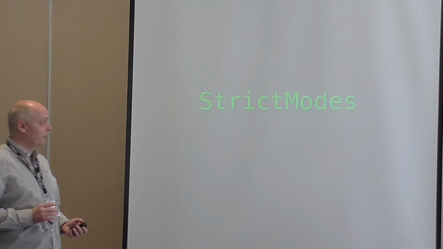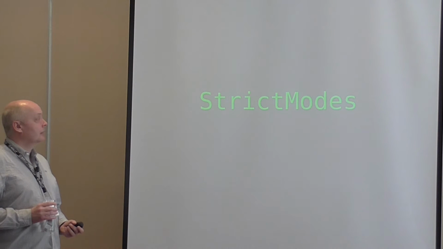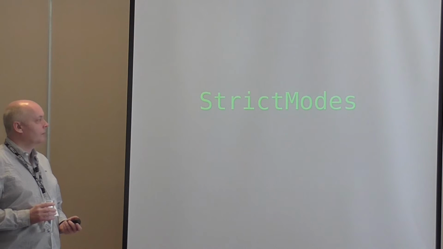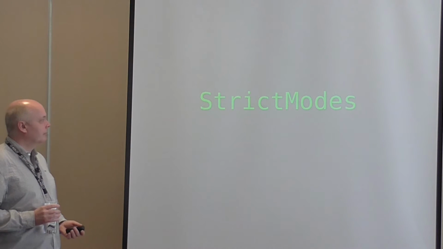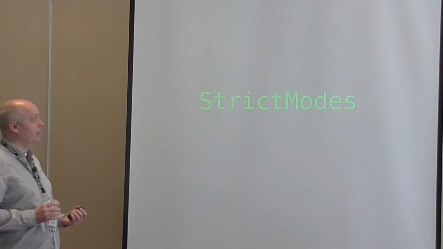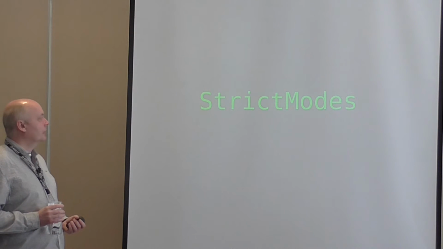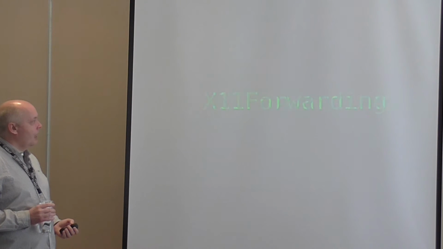There's another thing you can turn on, which is strict modes, which I think it probably is on by default. What this does is, if the user that's connecting in has a .ssh subdirectory or any of the files in it that are world readable, it will not allow the connection, especially if the private key is not protected. So it's worth making sure that that's switched on.